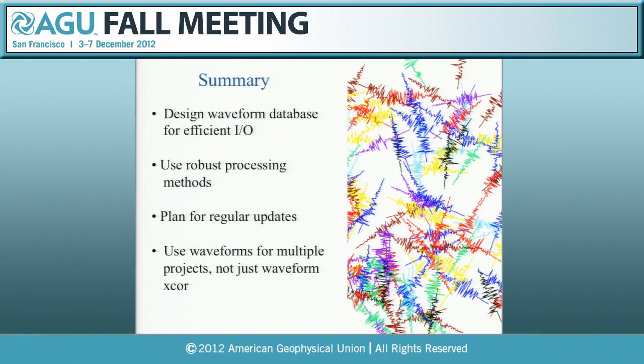So just to summarize the last half of my talk, some of the computational challenges: you want to design the waveform database for fast I/O. It's good to use robust processing methods. There should be some kind of plan to have a regular updating of the catalog. And I also think it's useful to keep in mind that these waveforms can be used for a lot of things. So thank you.